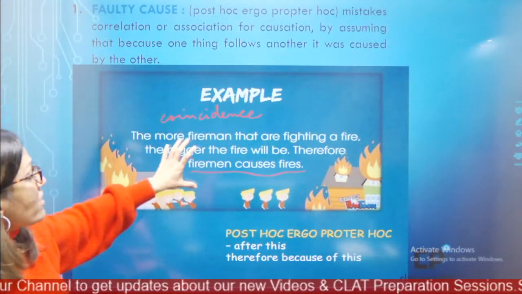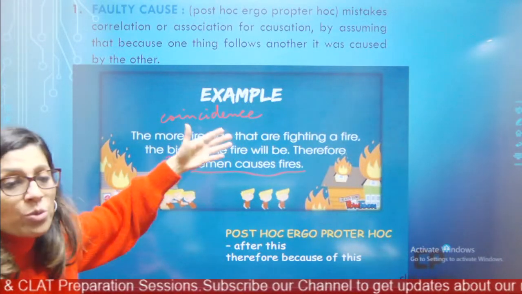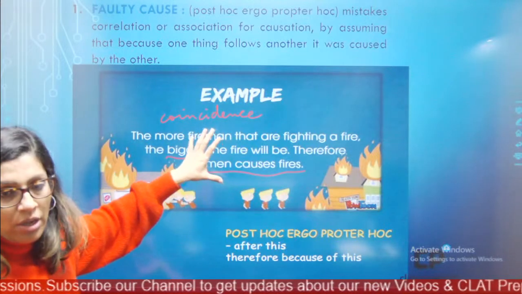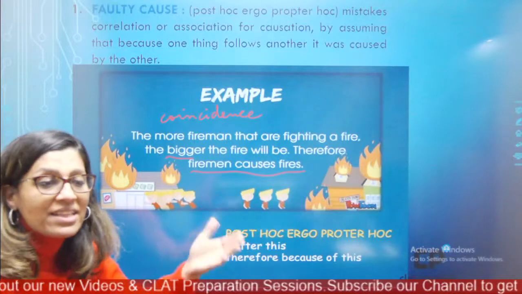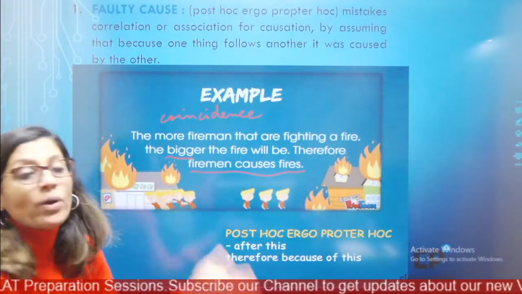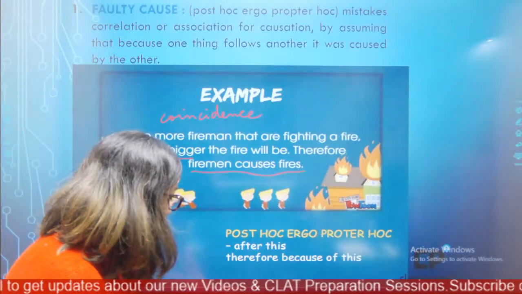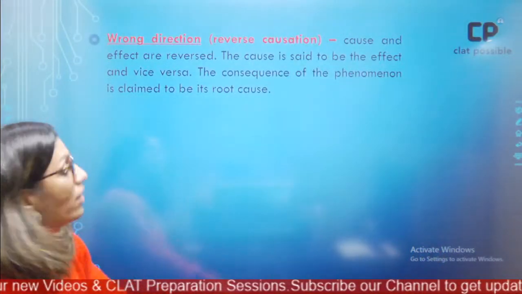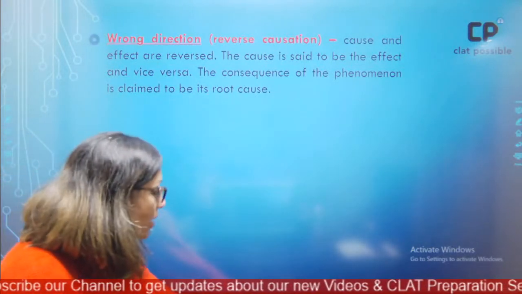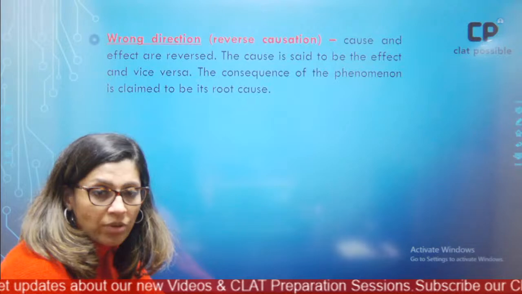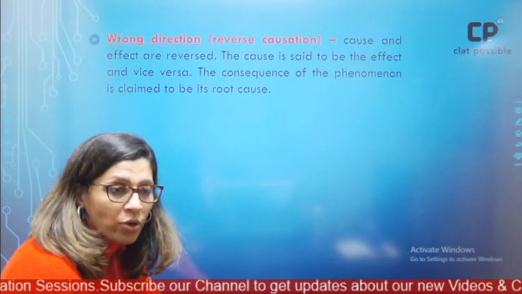So for many arguments, you'll get exactly the same arguments, maybe a little more complex looking because the language will be more complex, but same structure. And how do you strengthen or weaken it? You strengthen or weaken it by showing that this is merely correlation or coincidence. They are not cause effect. Right? So, wrong direction, reverse causation, interchanging of cause and effect. We have done that in a very big way in our strength and weaken classes. I hope you know that.